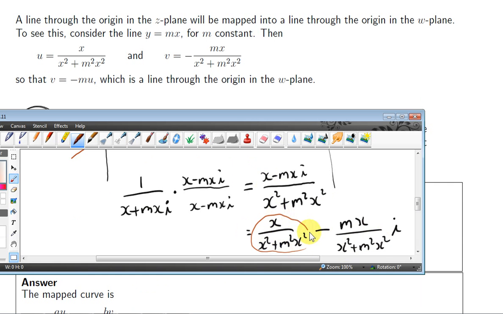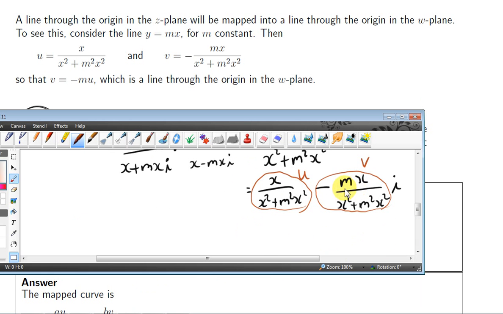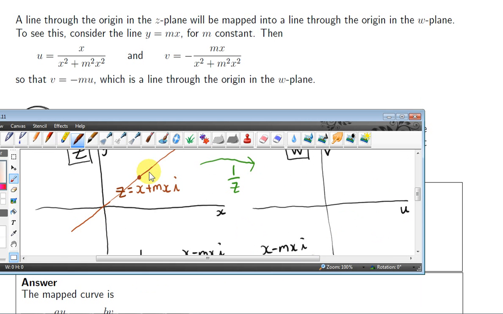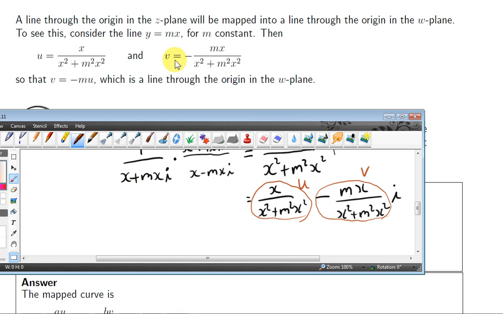So the real part of the image is called u, and the imaginary part of the image is called v. Now what's the relationship between u and v? Well, that relationship is the equation of the curve that is the image of this line. Well, it's clear that we can get v from u by multiplying u by minus m. That's the only difference, minus m stuck in front of u here. So v is equal to minus mu.